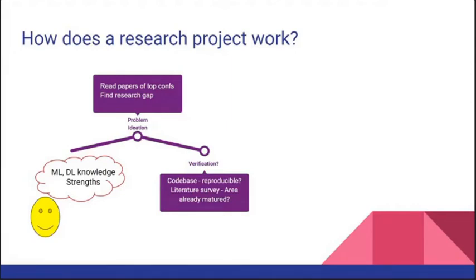So after the problem ideation stage comes the verification stage. By verification stage, I mean that you can have many problem ideas, like out of those 4 or 5 papers, or you read more papers, your friend told you some papers, or your supervisor told you some papers, and you have 2 or 3 ideas, but broad ideas. Now which one to select?